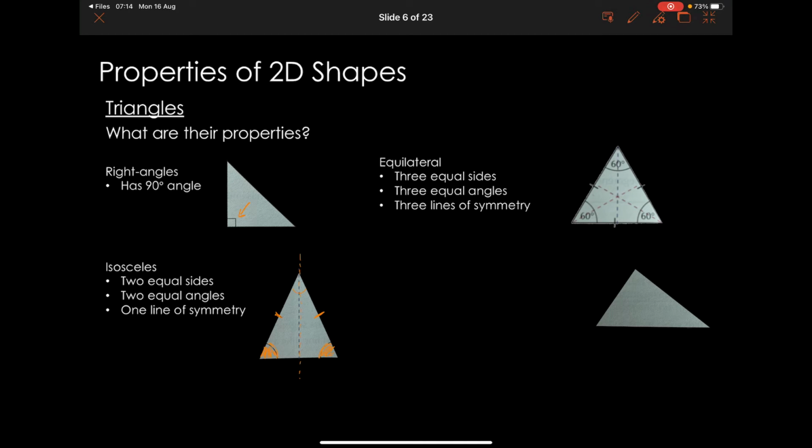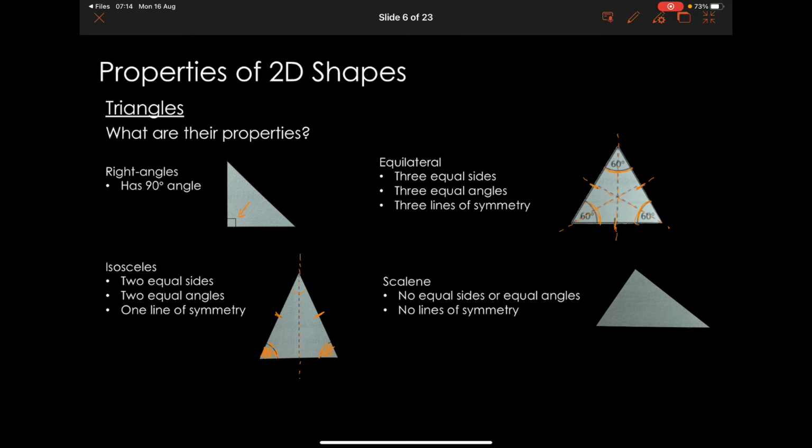An equilateral triangle is the easiest one to remember as well, one of the easiest ones along with the right angle, but all the sides and all the angles are equal. So 3 sides measure the same, 3 angles measure the same, and it also has 3 nice lines of symmetry going through it.